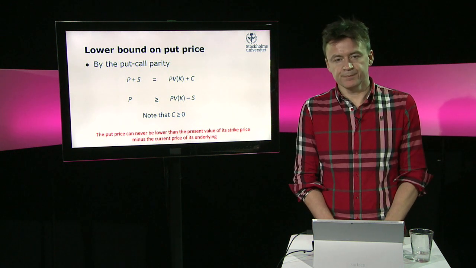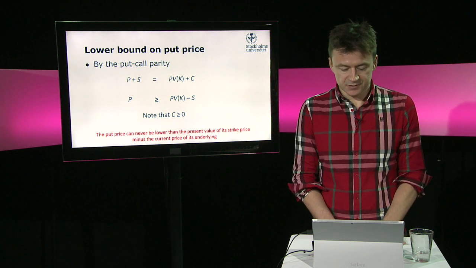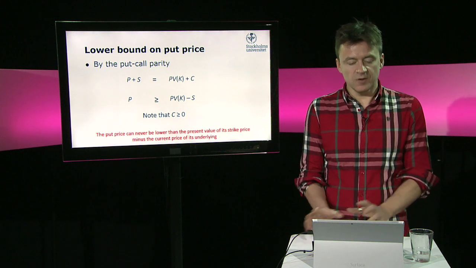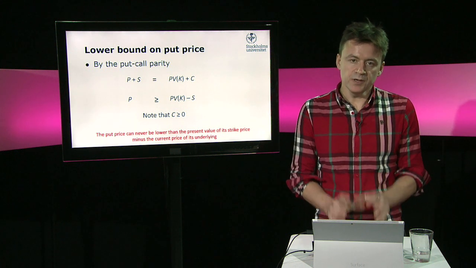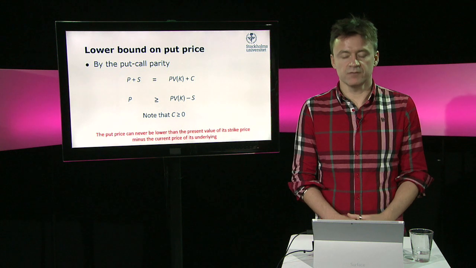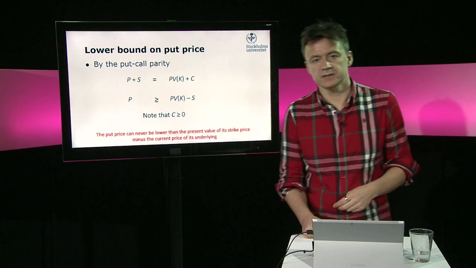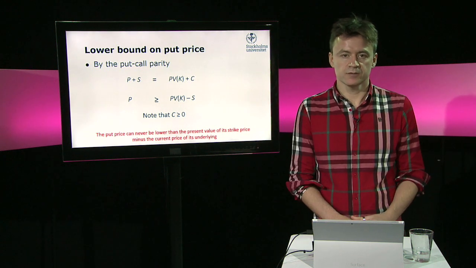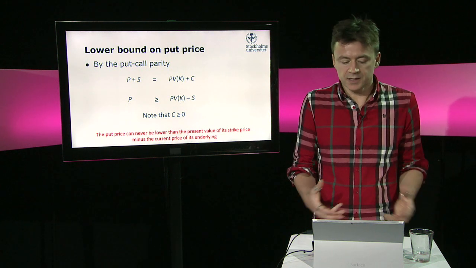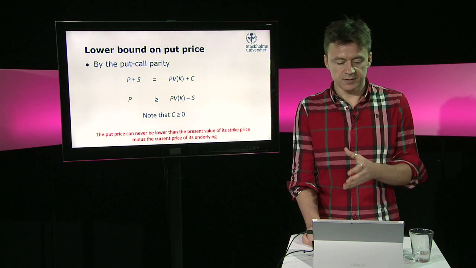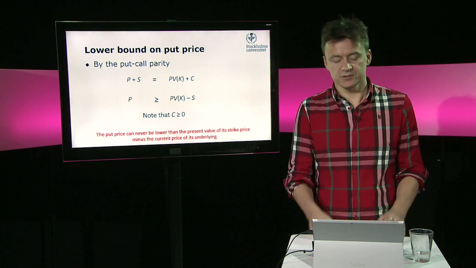Now, look at the inequality. On the right-hand side of the inequality, what we have is the price of the following strategy. On one hand, we are putting the present value of the strike price in a bank. And on the other hand, we are shorting the stock. Now, what the inequality tells me is that the price of the put should be greater or equal than the price of this strategy that I just described.